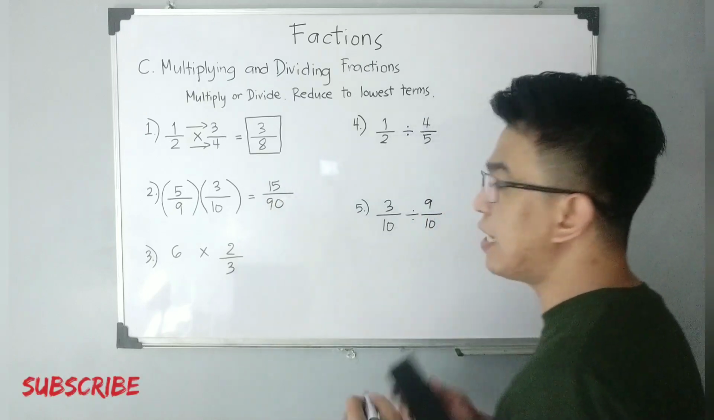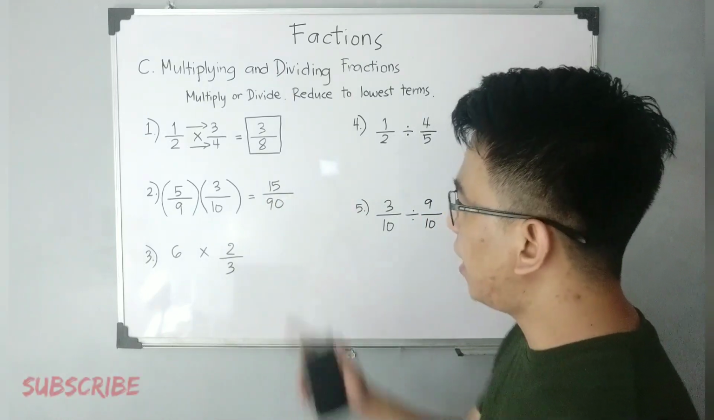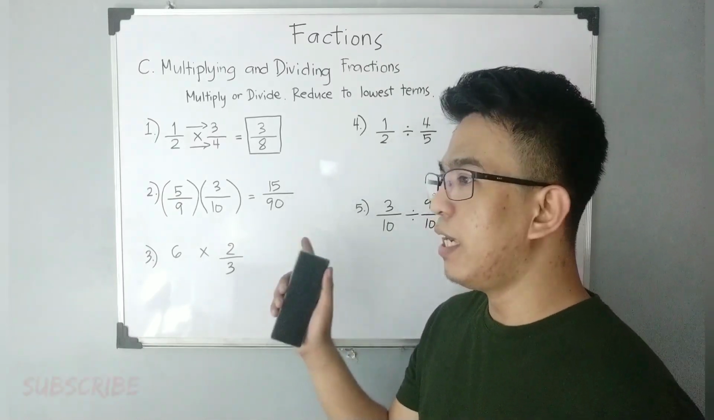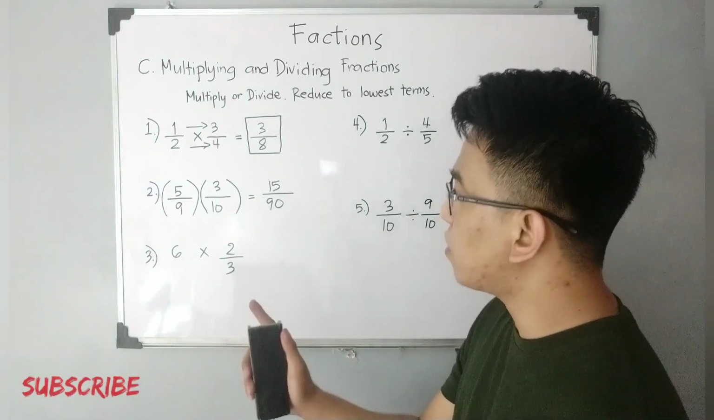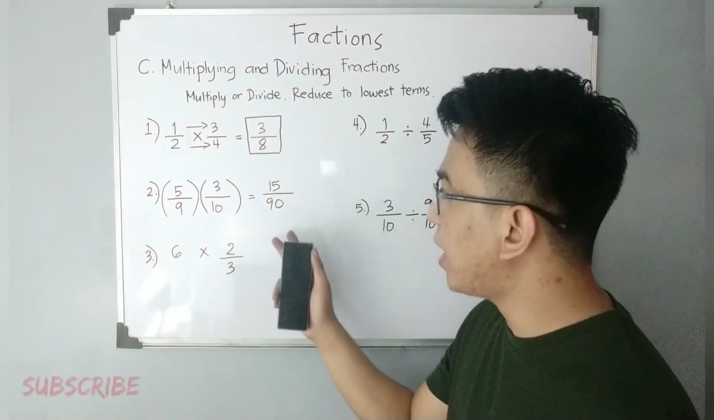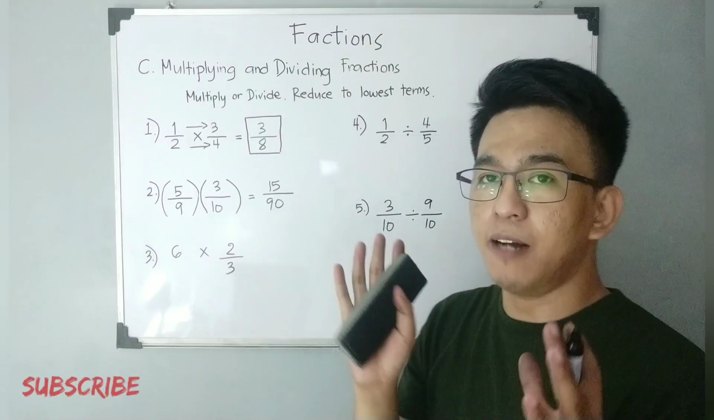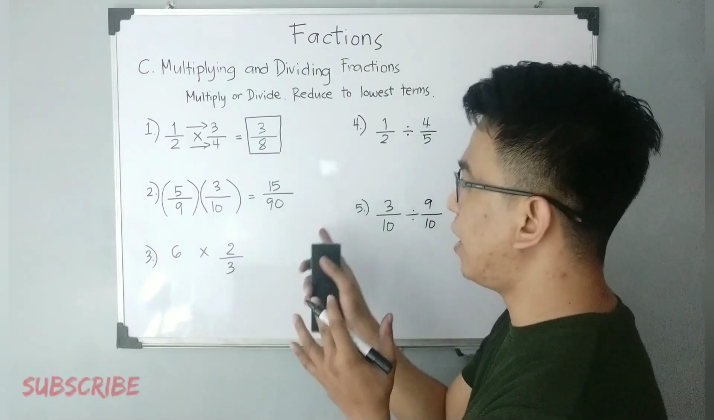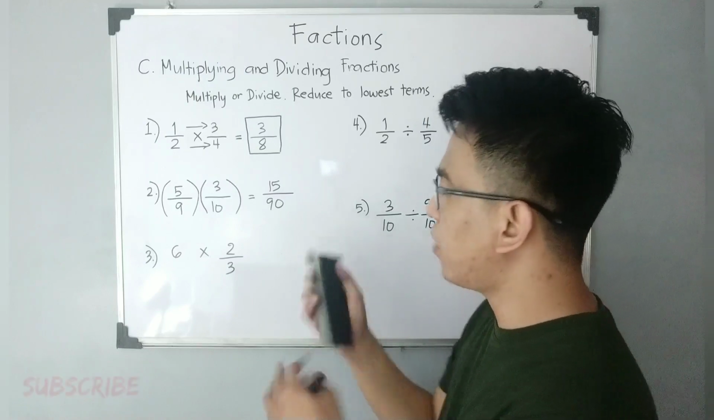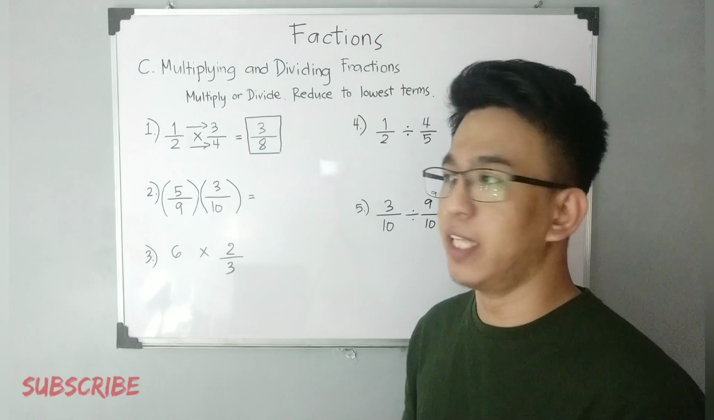At kung mapansin nyo, ang laki na ng numbers. Kasi itong 15 over 90, isipin pa natin, what is the lowest term of 15 over 90? So it's quite big. So ang suggestion ko, tama itong ginagawa, itong process na to. Pero itong tuturo ko sa inyo is yung purpose nito is para lumiit yung number natin.